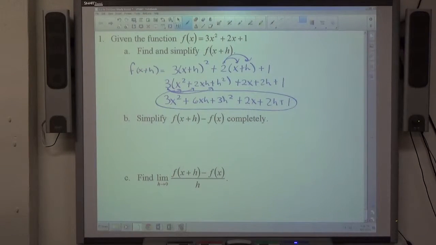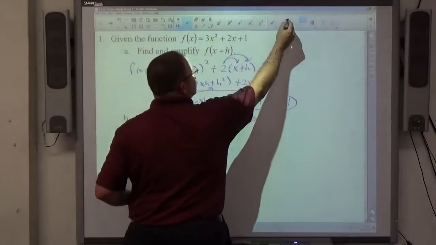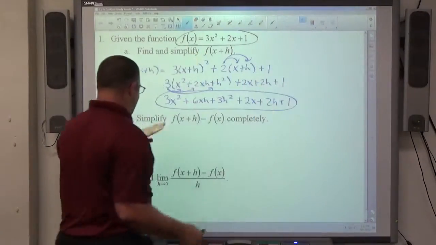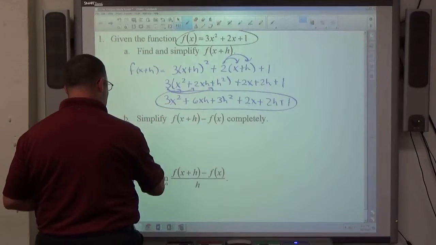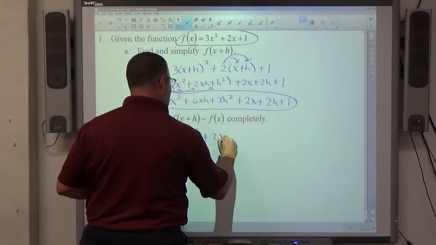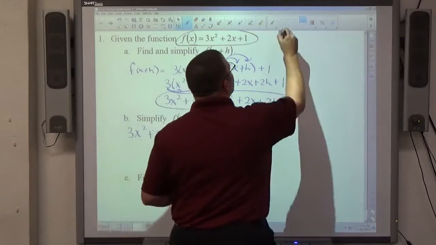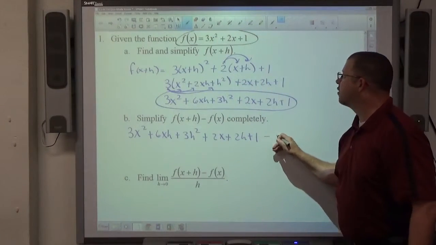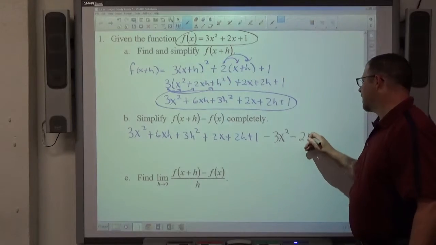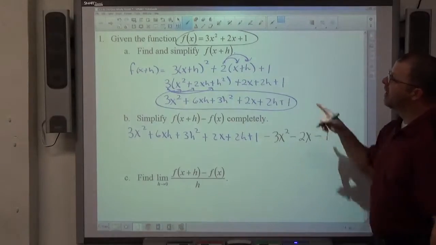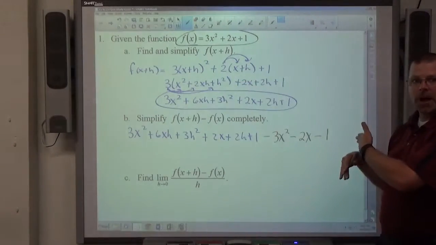Part B asks to simplify f of x plus h minus f of x. Okay, so f of x is this expression. f of x plus h is the blue expression. If I'm doing f of x plus h, the blue, which is 3x squared plus 6xh plus 3h squared plus 2x plus 2h plus 1, and I'm subtracting from an f of x, so I'm subtracting this entire expression. So minus the first thing, minus the second thing, minus the last thing. They're all positive, so when I subtract, they all become negative. If they had been negative, when I subtract, they become positive.